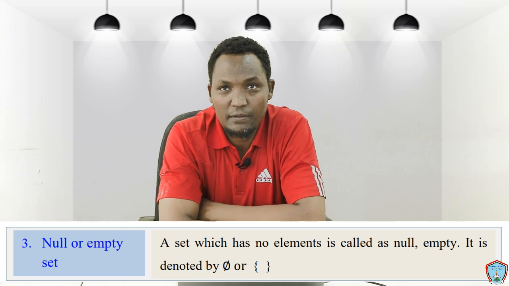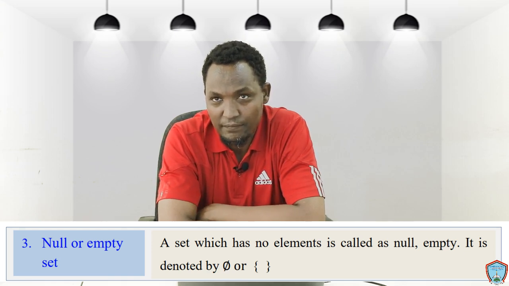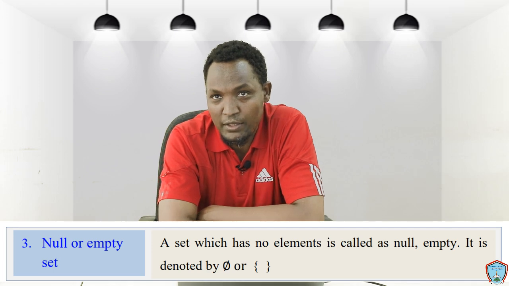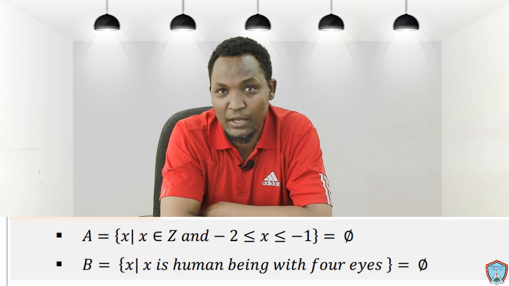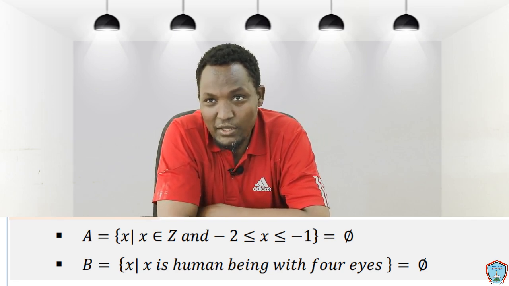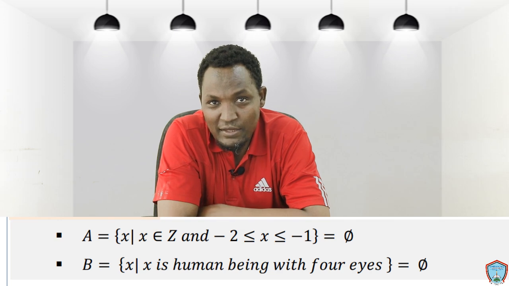Another important type is the empty set, also called the null set. An empty set contains no element at all and is represented by the symbol of an empty set. For example, the set of human beings with 4 eyes is an empty set because no such members exist. Although it contains no elements, the empty set is still considered a valid set in mathematics.